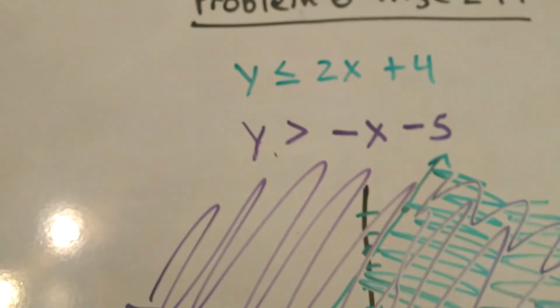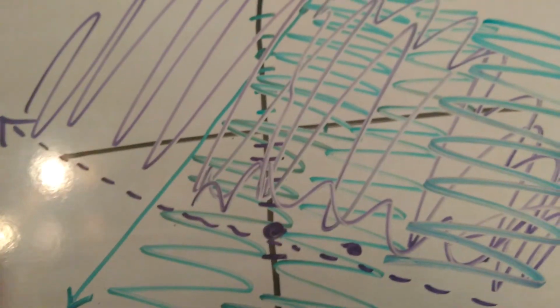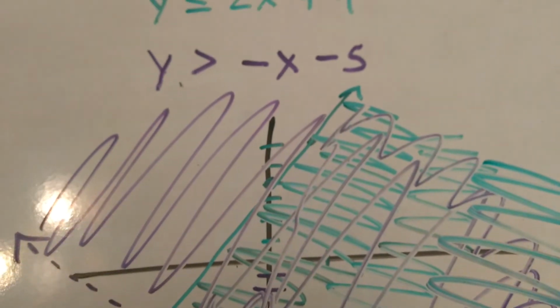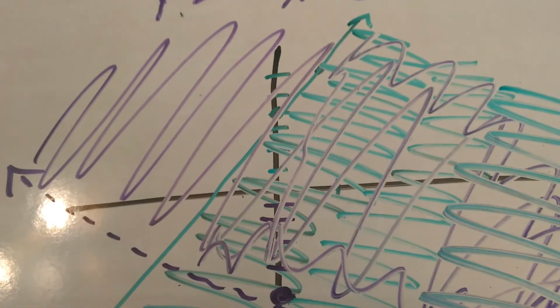So you have to graph each equation one at a time, shade it, and then wherever the shades come together, that's your solution. This is solving a system of inequalities.